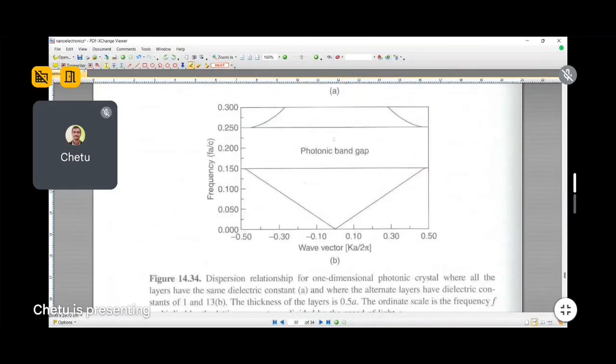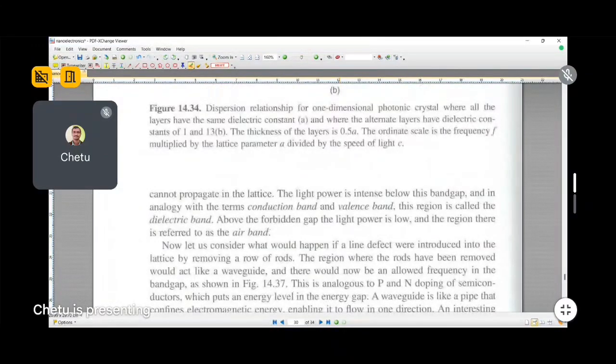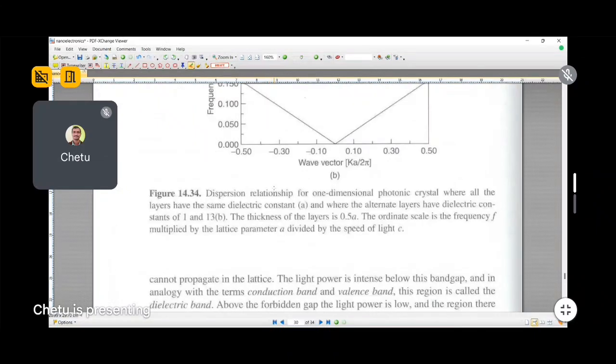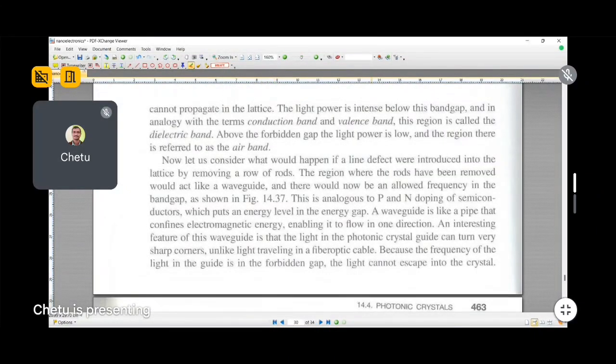So actually you are creating a photonic band gap, and within this region, there will be lots of energy or photon energy or light energy. And here the light energy is zero for that particular wavelength. This is the frequency dependence parameter. So this way the light power is intense below the band gap, like conduction band and valence band, and this region is called dielectric band. So above forbidden gap the light power is low and the region is referred to as an air band.